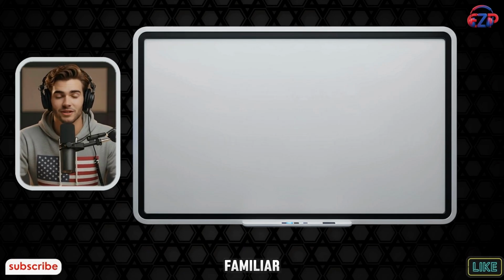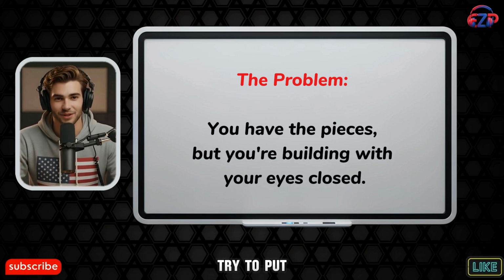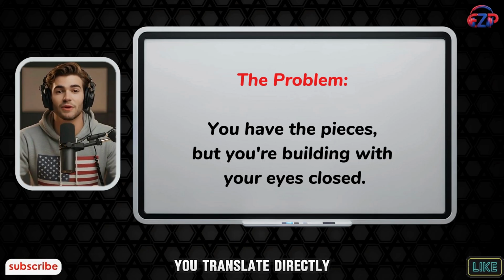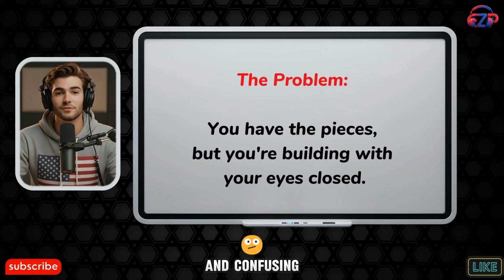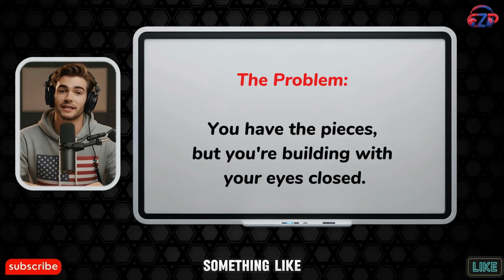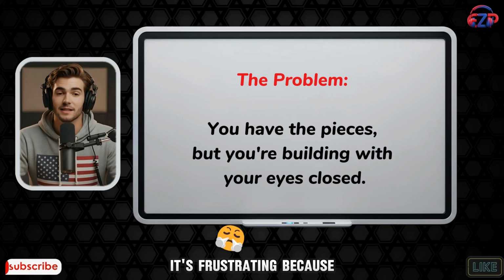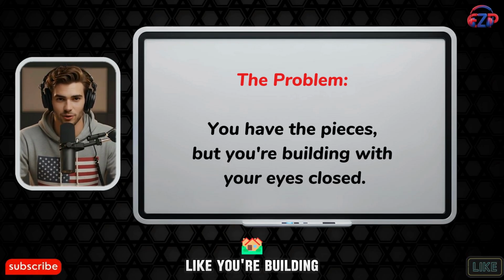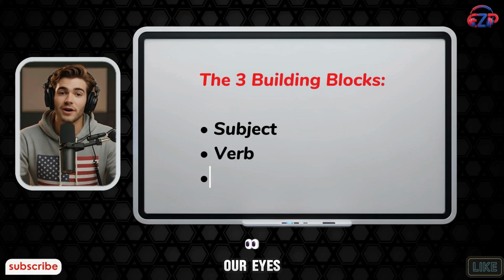Does this sound familiar? You have the right vocabulary words, but when you try to put them together, they sound wrong. You translate directly from your own language, and the word order feels messy and confusing. You might say something like, "Yesterday, to the cinema, I went," instead of "I went to the cinema yesterday." It's frustrating because you have all the pieces, but you feel like you're building with your eyes closed. Today, we are going to open our eyes.